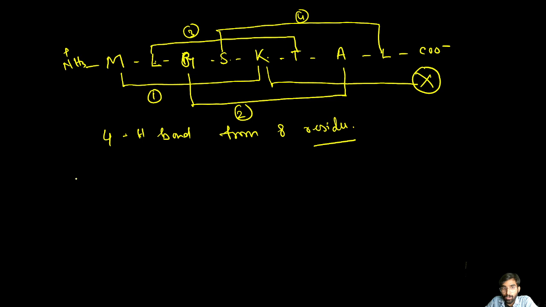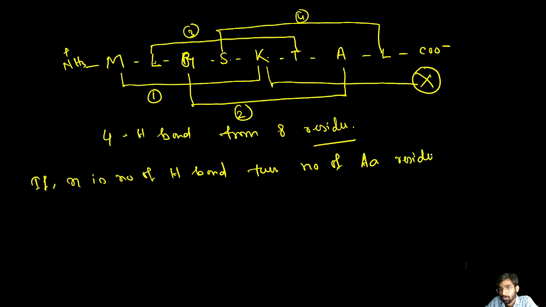You can try 12 residues, you can try 16 residues, but I am telling you in general, suppose if n is the number of hydrogen bonds, then the number of amino acid residues in the alpha helix is n plus 4.